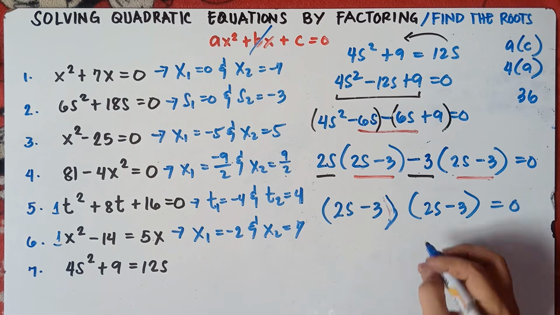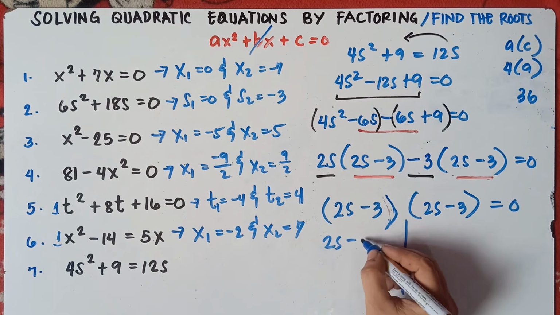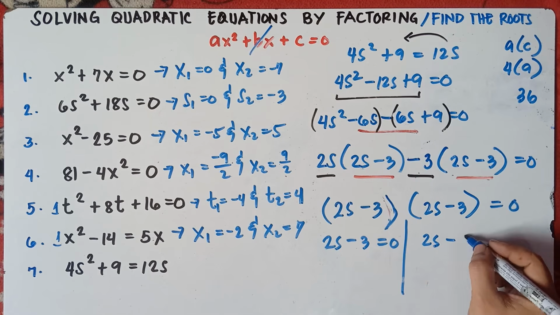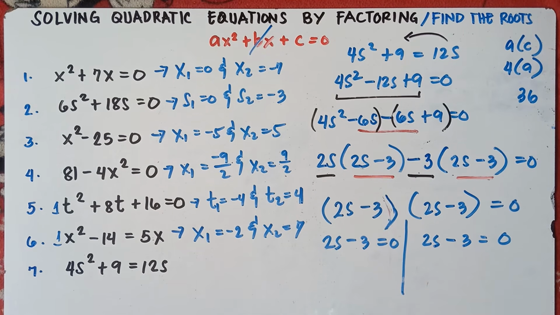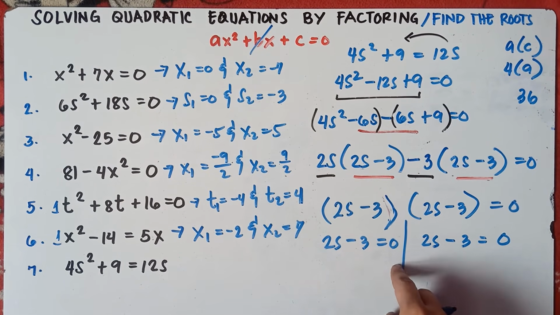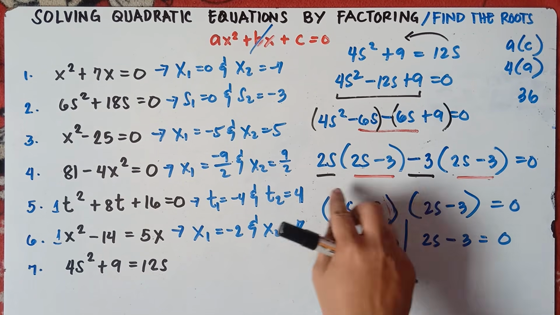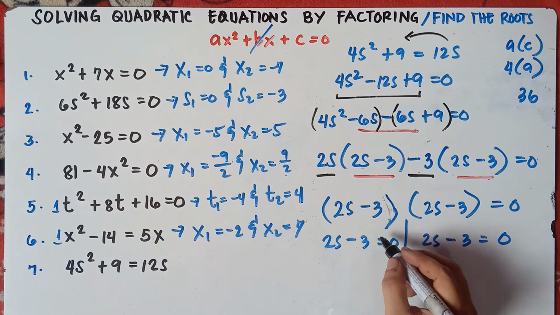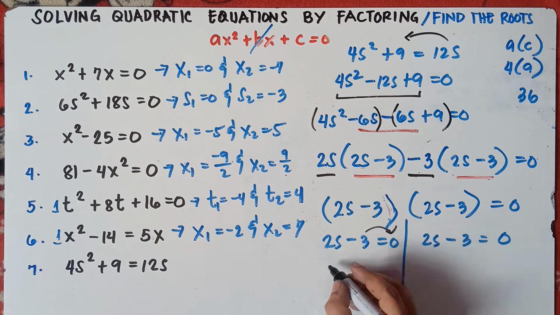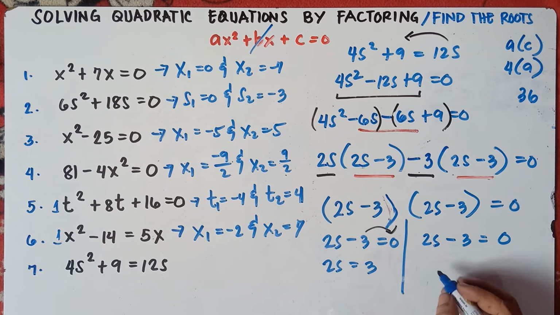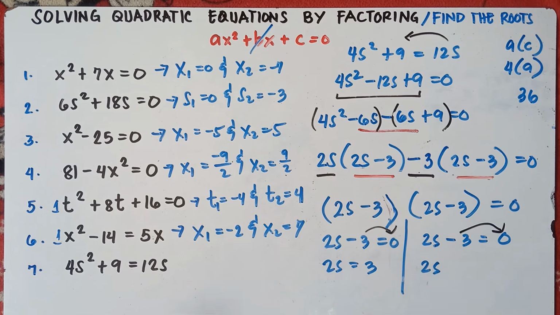Then equate this into 0. So we have 2s minus 3 equals 0, and 2s minus 3 equals 0. This is our first root, and you also copy the second root. Then we transpose negative 3 from left to right. This will be 2s equals, this is negative, so it will be positive 3. The other one, this will be 2s equals positive 3.